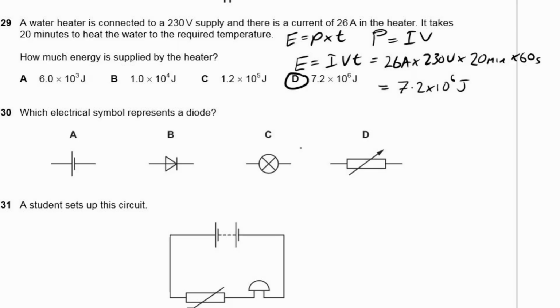Option D. Question 30. Which electrical symbol represents a diode? Well, that is B. Sometimes you see them like that, sometimes you might see them with a little circle around them. But that's a diode. A is a cell, voltage power supply, really a cell. C is a bulb, and D is a variable resistor.